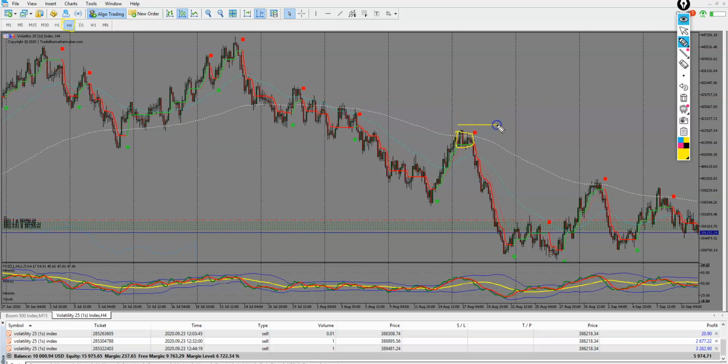Then you sell and put your stop loss above this candle for H4. You use H4 to put your stop loss. Then it will give you an early entry. If you used the H4 signal, not the 1 hour, your entry is going to be somewhere here. But the 1 hour chart will give you an early signal.